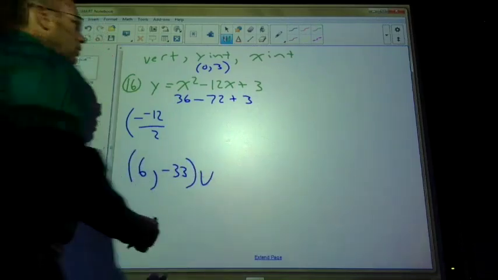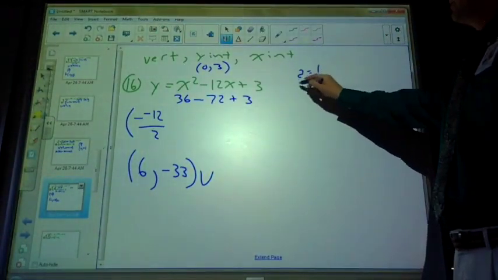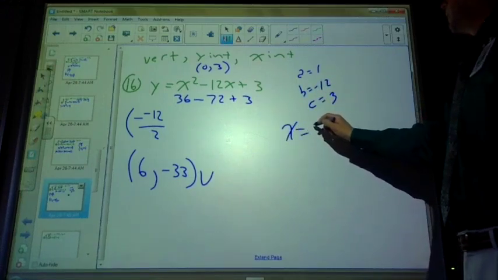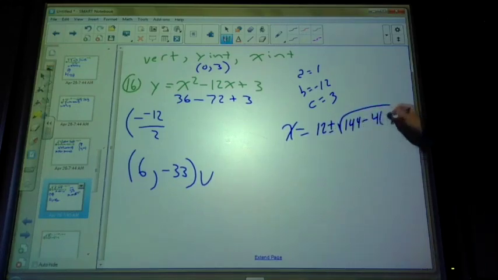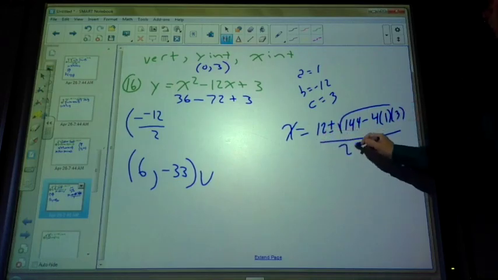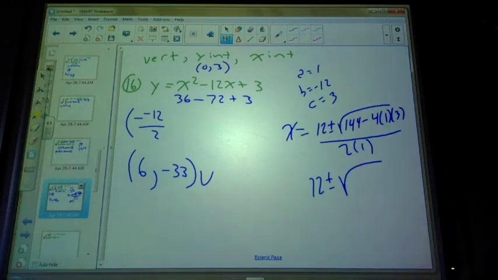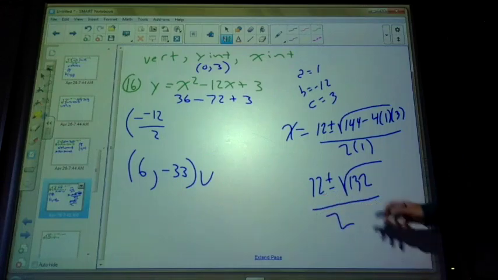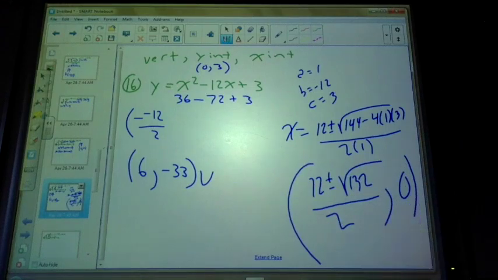And our x-intercepts. This will not factor down, so we've got to use the quadratic formula. -b plus or minus square root b squared minus 4ac all over 2a. 12 plus or minus 132. 132 over 2. For this, we'll do this. That's where it crosses the x-axis. 2 different answers.